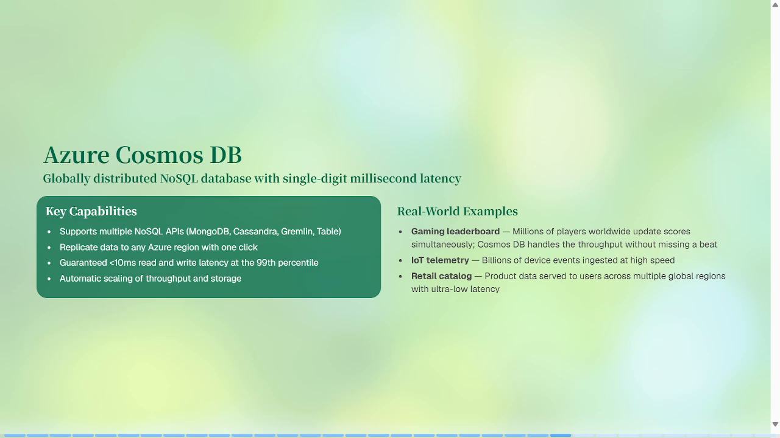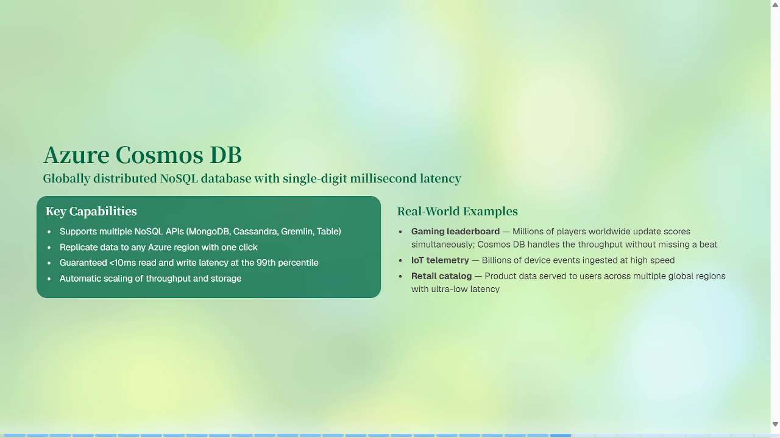A company has millions of smart devices: sensors in factories, smart meters in homes, connected vehicles on the road. Each device sends telemetry data every few seconds. This results in billions of events per day. Azure Cosmos DB can ingest this massive stream of data in real time while maintaining extremely low latency, allowing businesses to monitor devices instantly, detect anomalies quickly, and make real-time decisions.